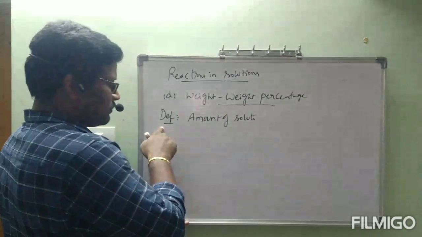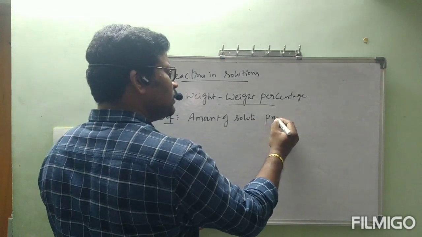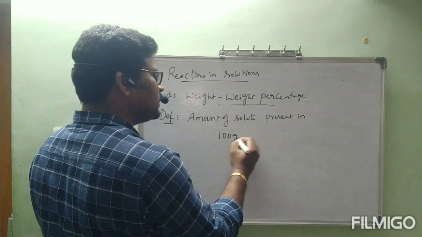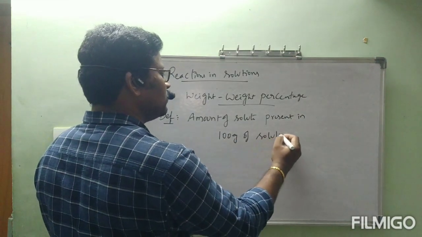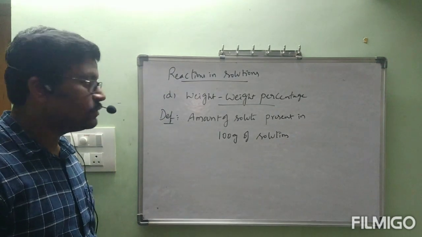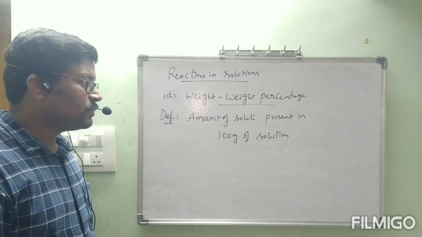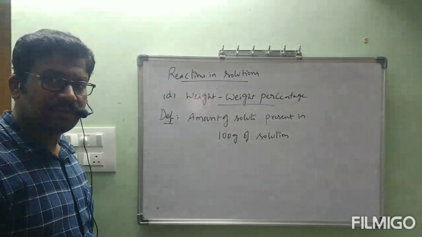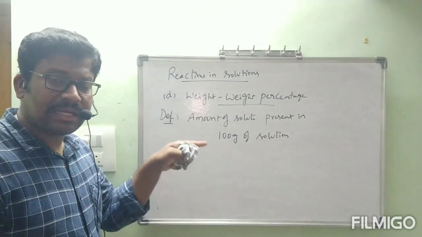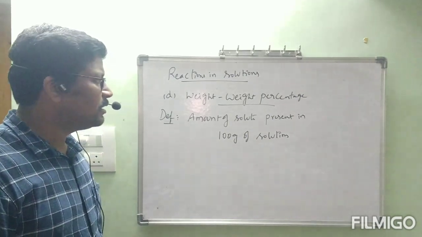Okay. Definition. Amount of solute present in 100 grams of solution is called weight percentage. One more time. Amount of solute present in 100 grams of solution. Percent, cent means 100. In 100 grams of solution, how much amount of solute is present? That is called weight percentage.